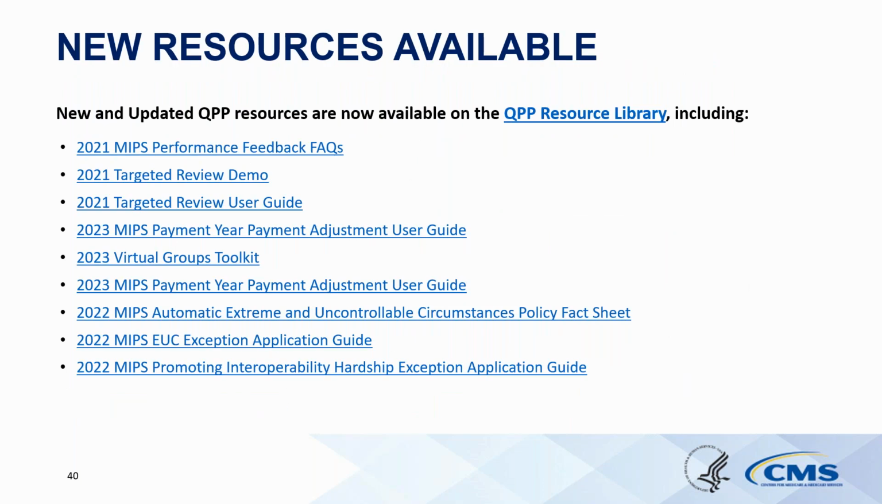Here are some other resources that are newly available on the QPP website. The MIPS performance feedback FAQs, the two documents around targeted review, a document on the MIPS payment year payment adjustment, the virtual groups toolkit, the automatic extreme and uncontrollable circumstances policy fact sheet, the EUC exception application guide, and the promoting interoperability hardship exception application guide. Next slide, please.